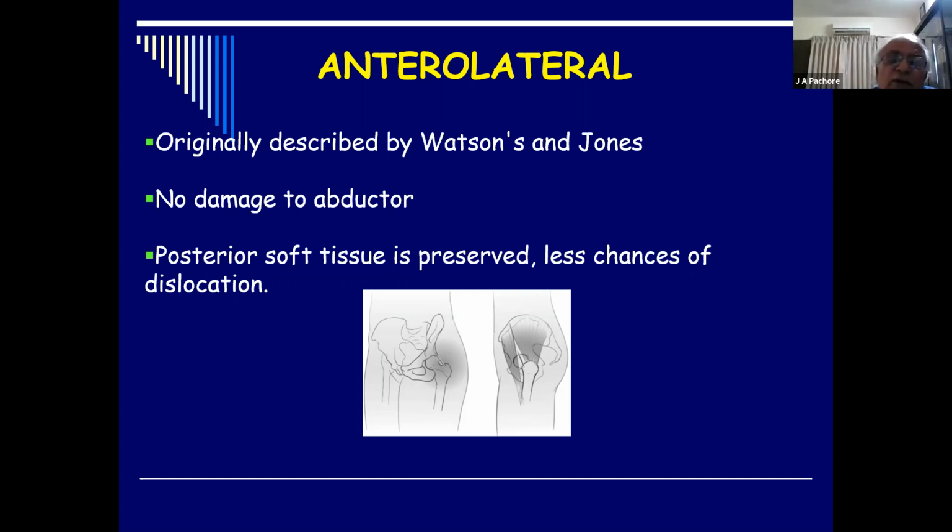The whole thing was kept in, and the whole abductor, if you look at this, very classical, the whole abductor was kept intact. And you are in the front here, and that's behind. That's the way it went on in the Watson-Jones approach.